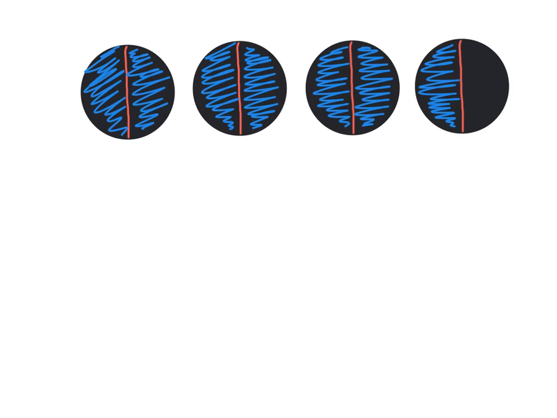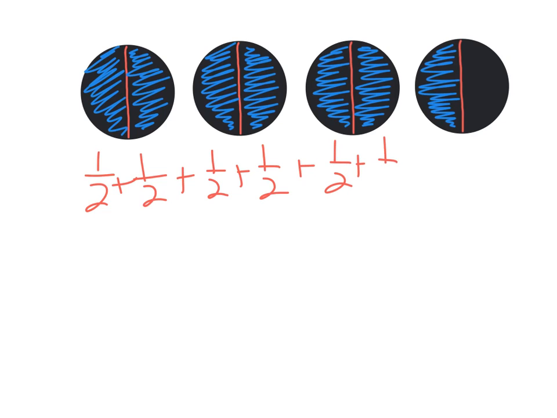Let's look at the example of this. Here I have circles cut in halves and shaded. If I make the chain for this, each one, we have 1/2 plus 1/2 plus 1/2 plus 1/2 plus 1/2 plus 1/2 plus 1/2 equals. How many halves is that? 1, 2, 3, 4, 5, 6, 7. 7 halves.